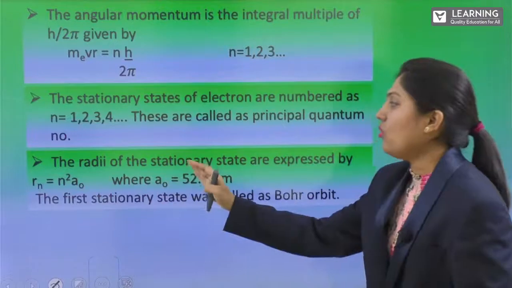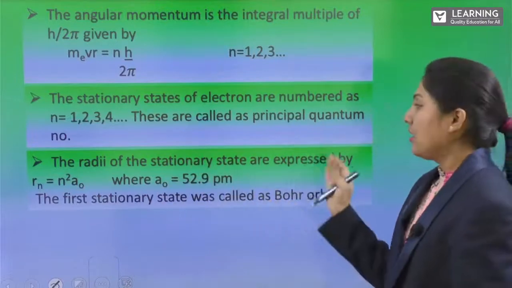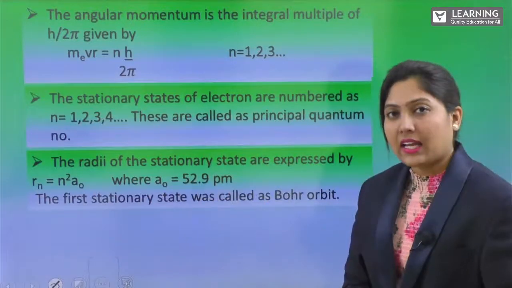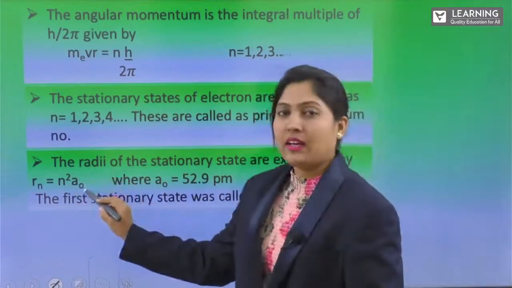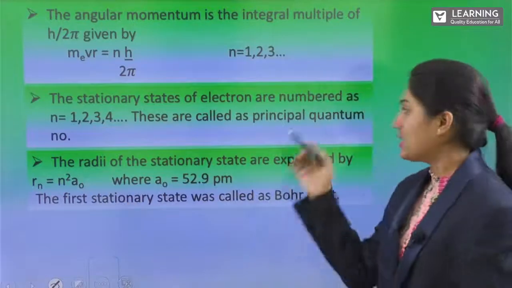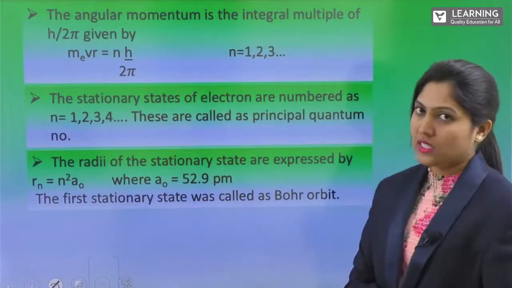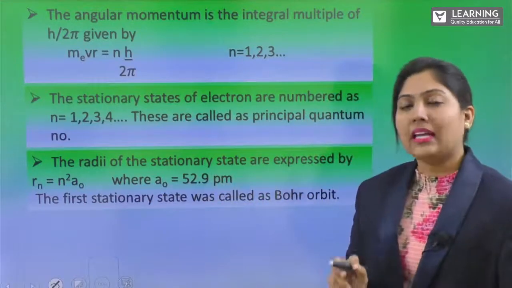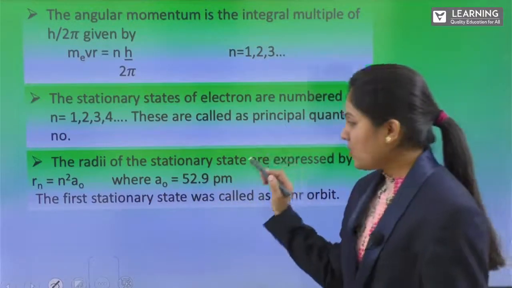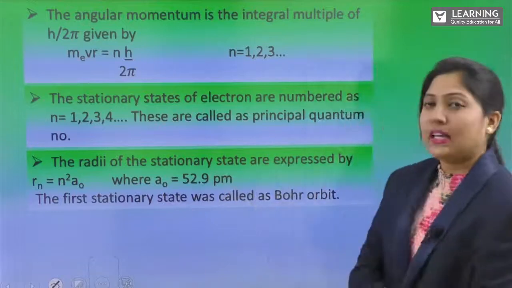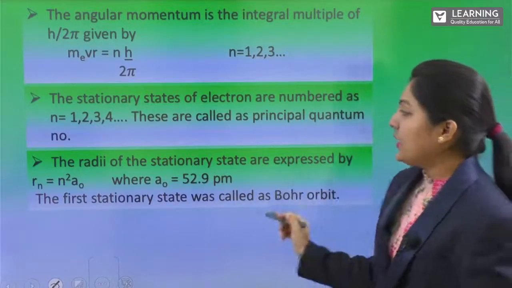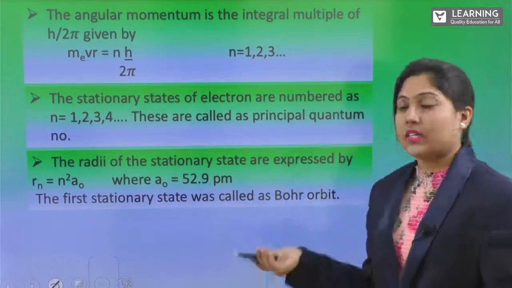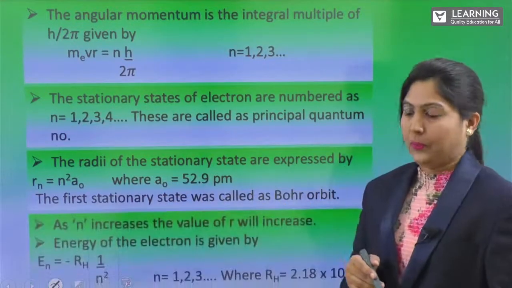So the radii of the stationary states, like stationary energy levels, can be expressed by Rn is equal to n square a naught. What is n square? As I said, it is the principal quantum number, whereas a naught is 52.9 picometer. So what is this 52.9 picometer? You can easily find out. This will give you the first stationary state, which we also call Bohr's orbit.